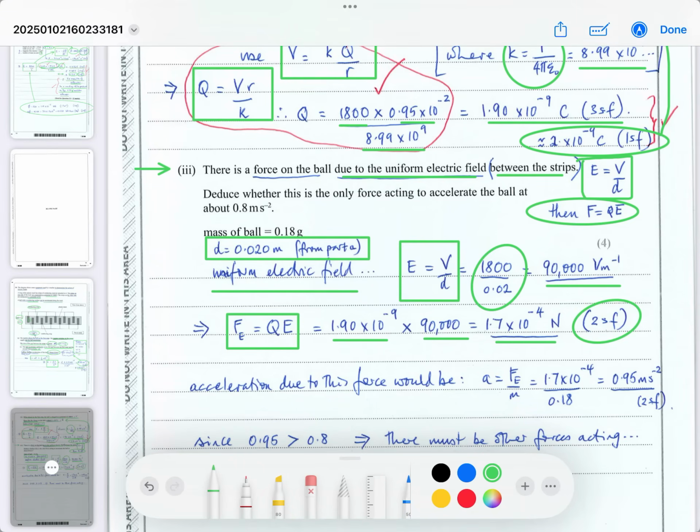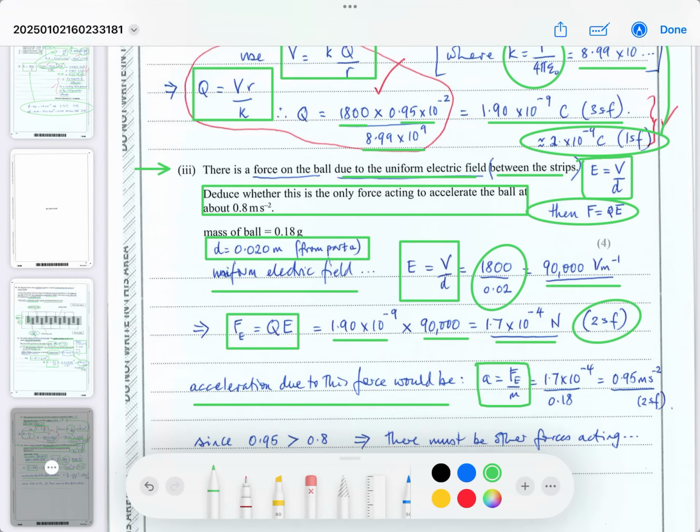So here it says, deduce whether this is the only force that's accelerating the ball. If that is the only force, you can use Newton's second law to see if the electric force due to the field divided by the mass of the ball, which they've given you here, is going to give you the right acceleration. When you put the numbers in, it comes out greater than 0.8. It comes to 0.95 to 2 significant figures.